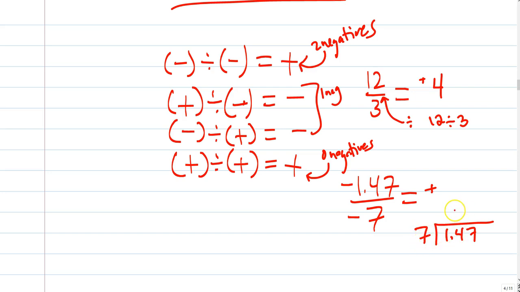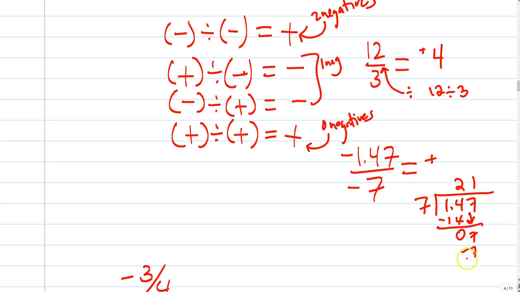7 into 14 would be 2. 2 times 7 is 14. Bring down the 7. 7 into 7 goes one time. Gives us a result of 0 down there. So we have 2, 1. Take the decimal, bring it up, so that we have 0.21. Where was that at? Right here.